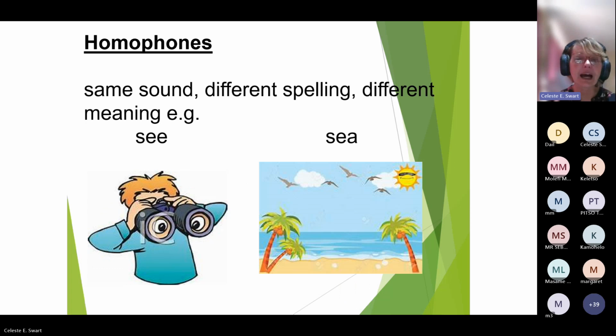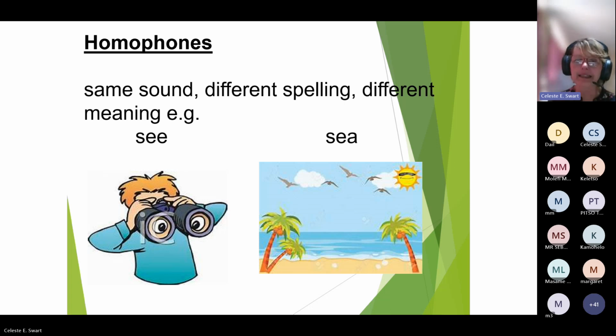Homophones, one sound. So they sound the same. And we also see they have a different spelling and a different meaning. So remember the homonyms was the same sound and the same spelling. Here we have homophones, the same sound. There we have it. We have different spelling and different meaning.